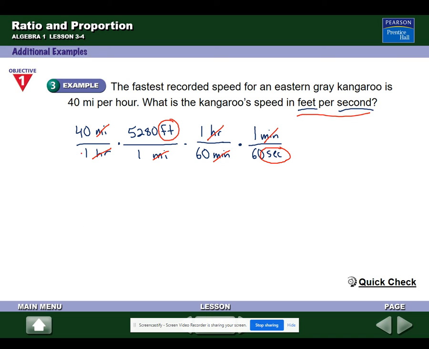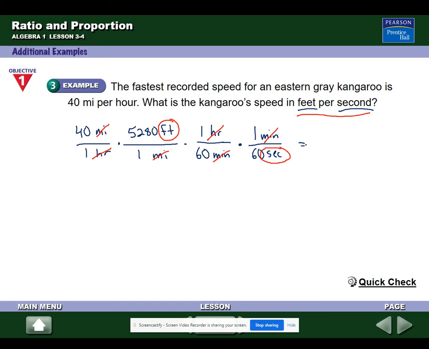So the last thing to do would be to multiply all the numbers. Notice none of the numbers cancel. This is 40 times 5,280 times 1 times 1. This is 1 times 1 times 60 times 60. And I am reaching for my calculator now. And I do get 58.6 repeating.